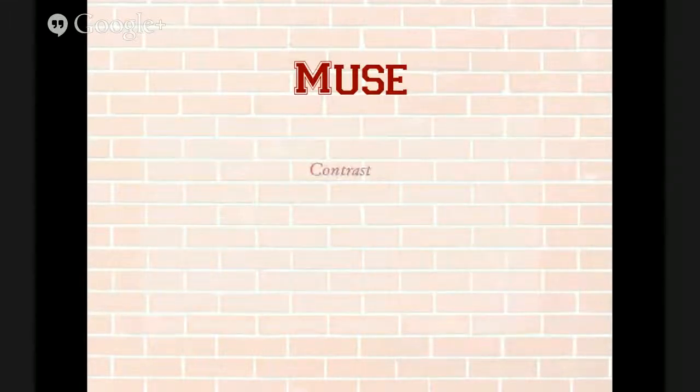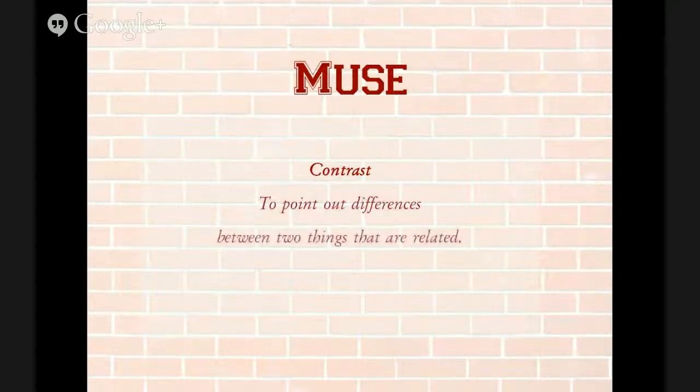What does it mean to contrast something? This is something that we'll be using in our essay, since the essay we'll be writing is a contrast sort of essay. We're going to be contrasting two things. So obviously it'd be good to start off with the definition of contrasting. To contrast something is to point out differences between two things that are related.